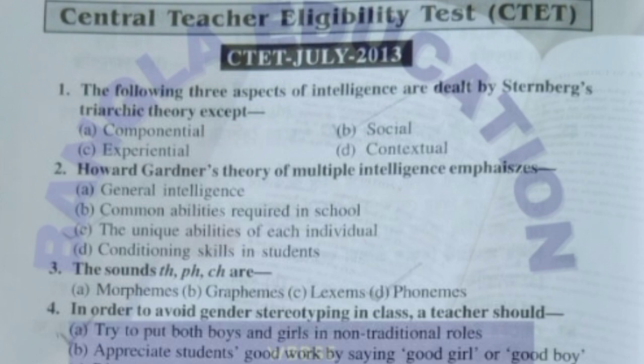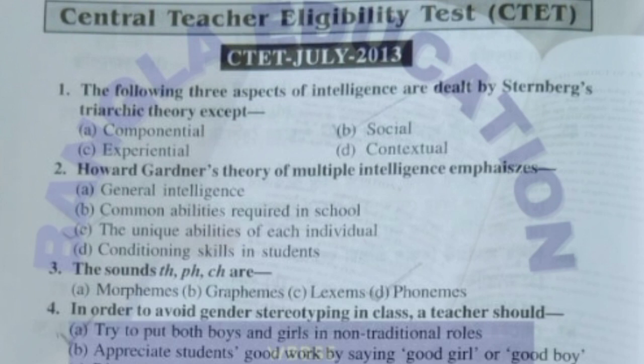Next is 2. Howard Gardner's theory of multiple intelligence emphasizes: A. General intelligence, B. Common abilities required in school, C. The unique abilities of each individual, D. Conditioning skills in students. So the correct answer is the unique abilities of each individual. Next is 3. The sounds that a phoneme: A. Morphemes, B. Graphemes, C. Lexemes, D. Phonemes. So the correct answer is D, phonemes.